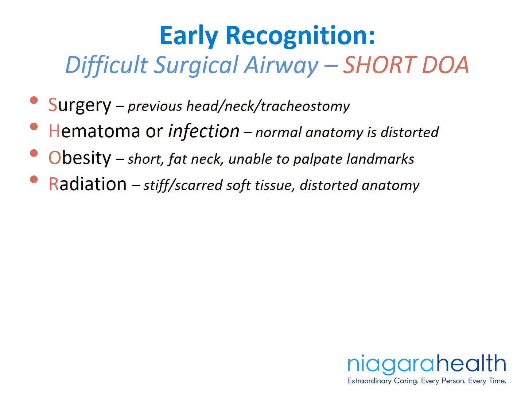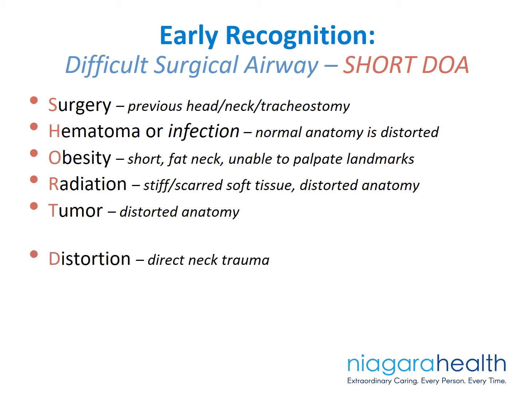Radiation, if they've had previous radiation to the neck, they're going to have completely stiff and scarred soft tissue and traction on the structures, and that's going to cause the anatomy to be distorted. And again, things are not going to be where you think they are. Tumor, again, pushing things out of the way, distorting the normal anatomy.